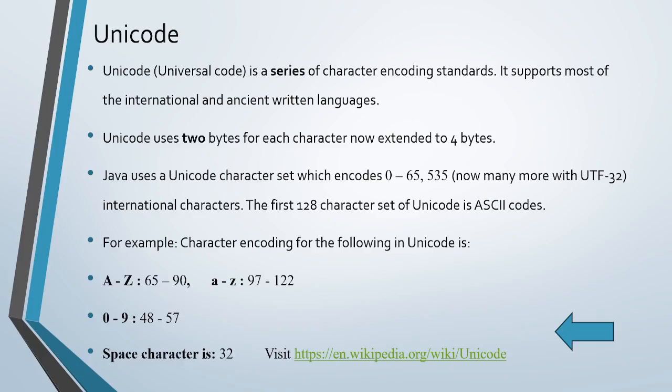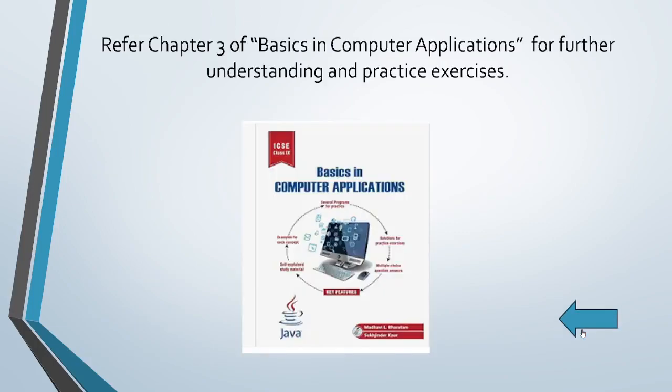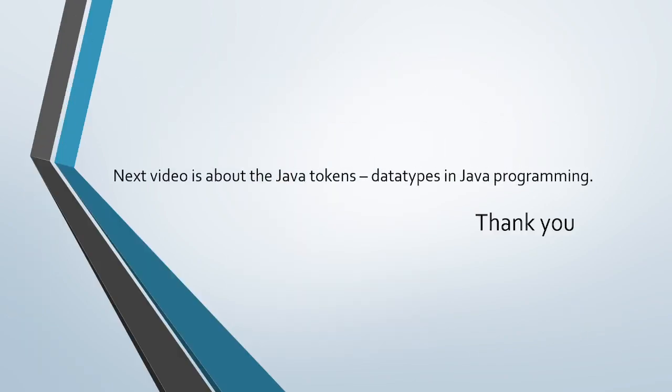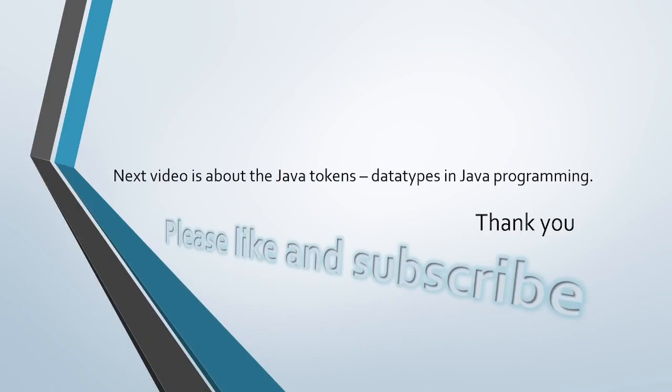Visit this link to see what is Unicode and what is UTF and all those things. Now, refer chapter 3 of Basics in Computer Applications for further understanding and practice exercises. The next video is about the Java tokens, that is data types in Java programming. Very important. Thank you.